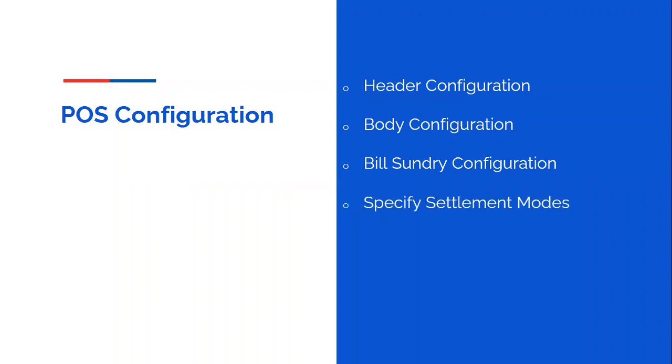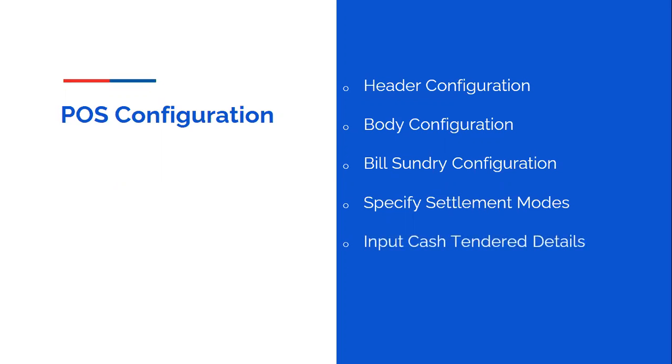Next is specify settlement mode. So you can configure the settlement mode for payment and receipt in the sales and purchase voucher. Like at the time of sales voucher, when you are receiving the payment, through which mode you can configure, through bank or through cash.